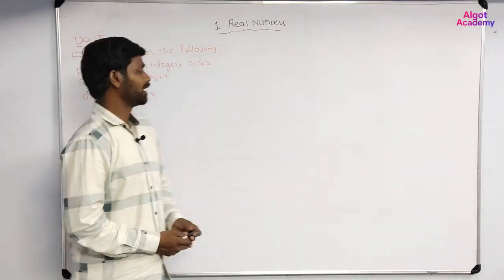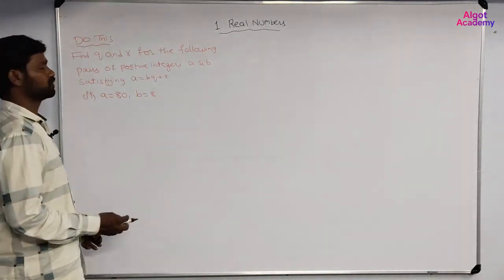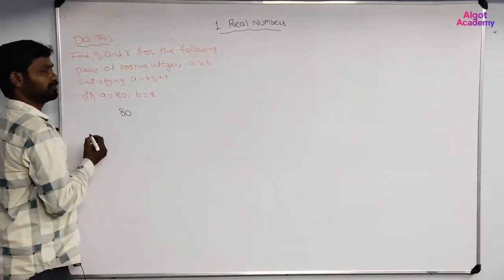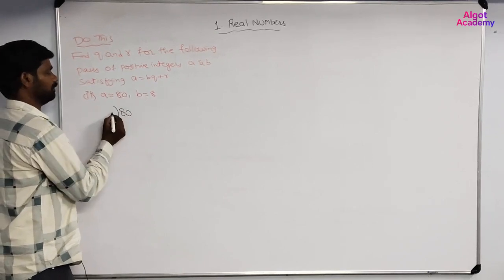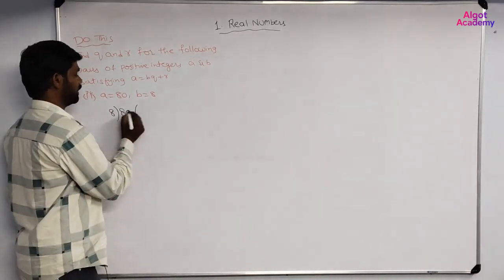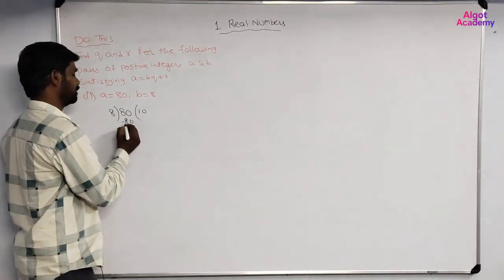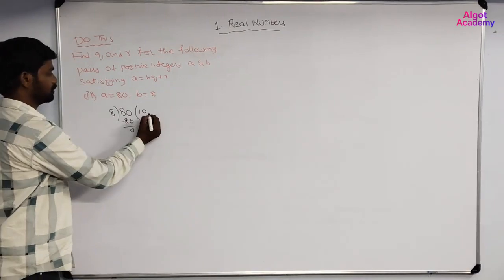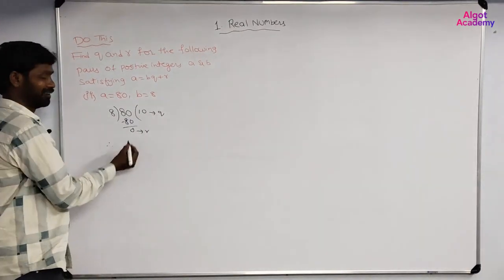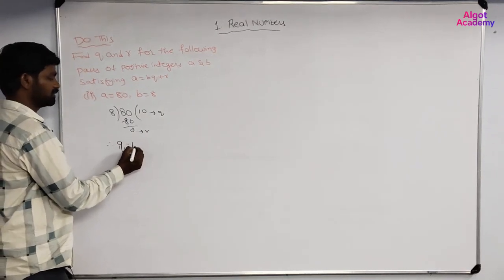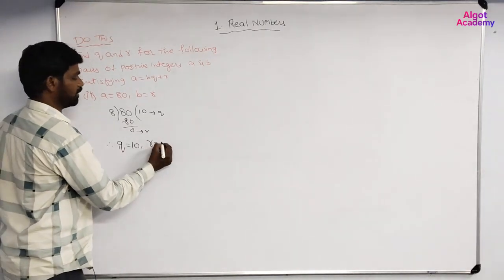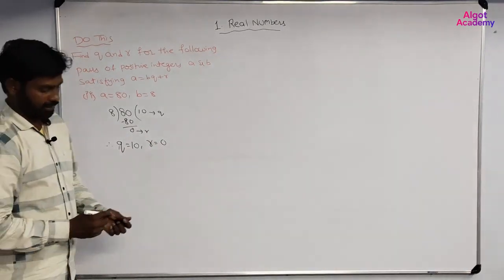Next question, A is equal to 80 and B is equal to 8. The largest number is 80 and the second, 8, is the least number. So divide 80 by 8. 8 times 10 is 80. The remainder is 0. So this is the quotient and this is R. Therefore, directly we can write that the quotient Q is equal to 10 and the remainder R is equal to 0.